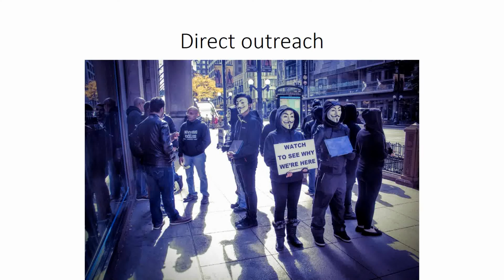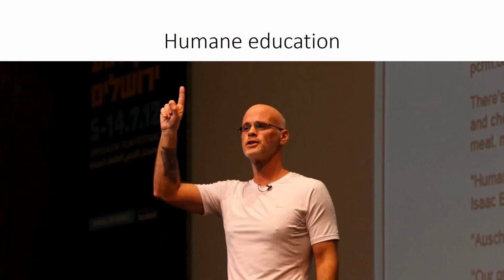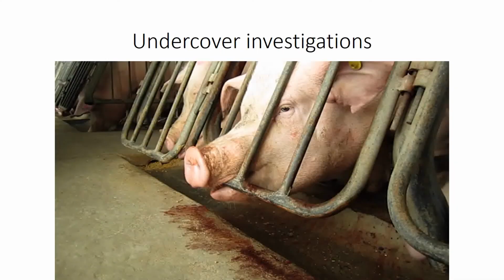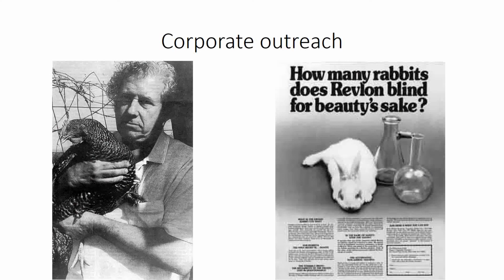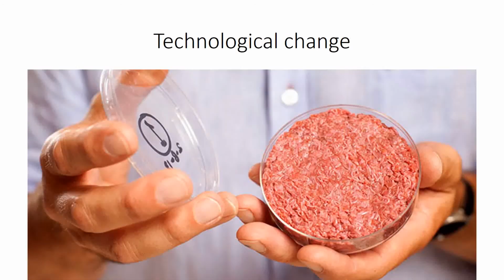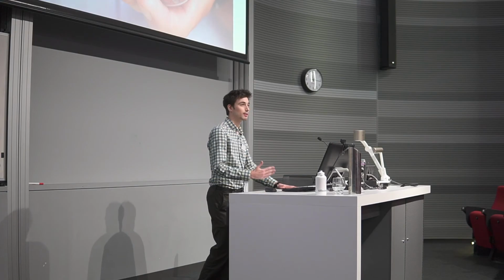So direct outreach, directly being on the streets and interacting with people about why they should change their behaviour, undercover investigations, corporate outreach, so directly working with a company to try and get them to either change their practices in how they treat animals, or to work with something like a restaurant chain to try and get them to purchase different products to supply to their consumers. A direct legal change, technological change, and this is something I'll just talk a little bit about quickly because I'm really excited and I think this has a lot of potential.